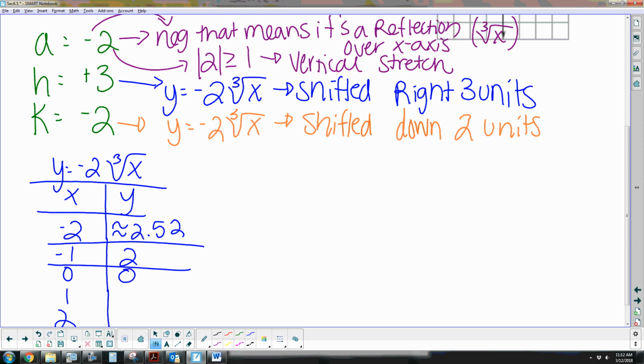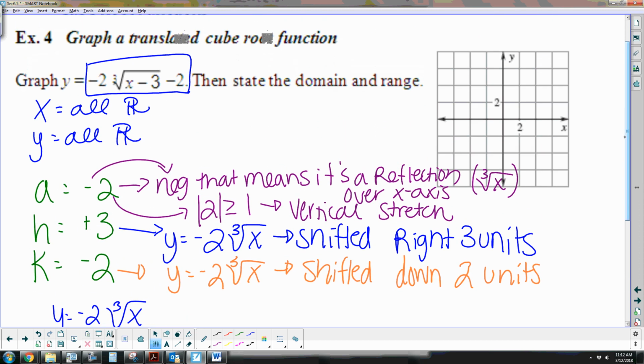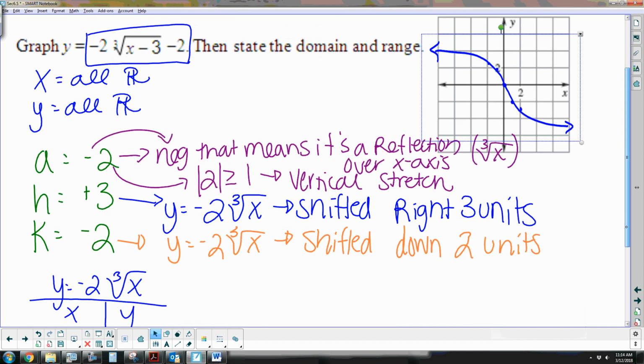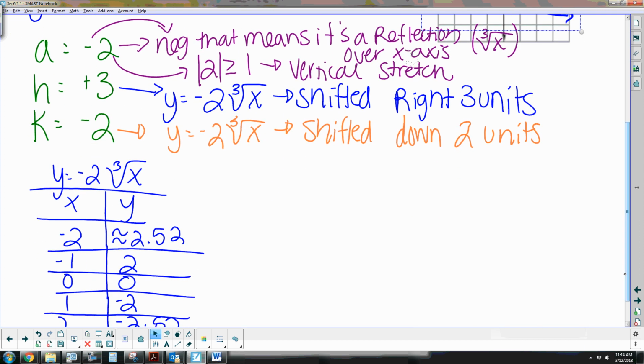For 0, your output is 0. For 1, your output is negative 2. And if you plug in positive 2 for x, you have an output of approximately negative 2.52. Okay, so we can graph these points on our graph above. So here's our graph of y equals negative 2 times the cubed root of x. Now we have to take this and we have to shift it 3 units to the right and 2 units down.